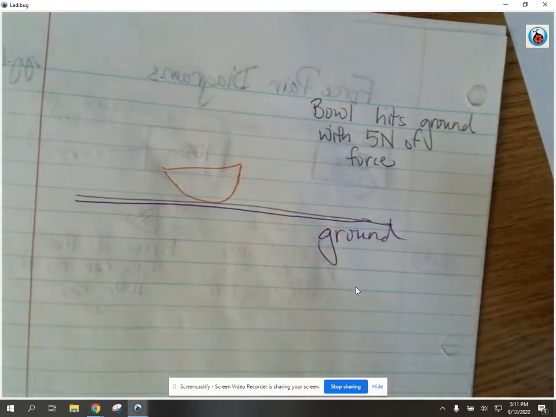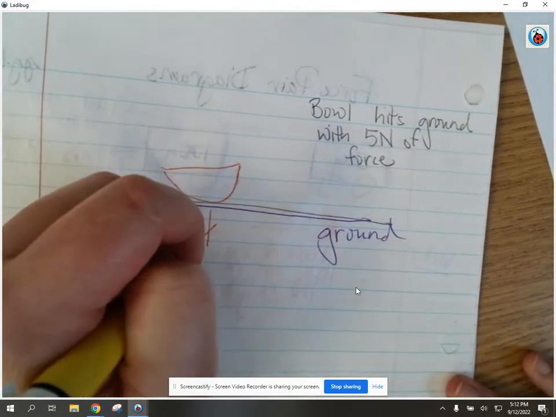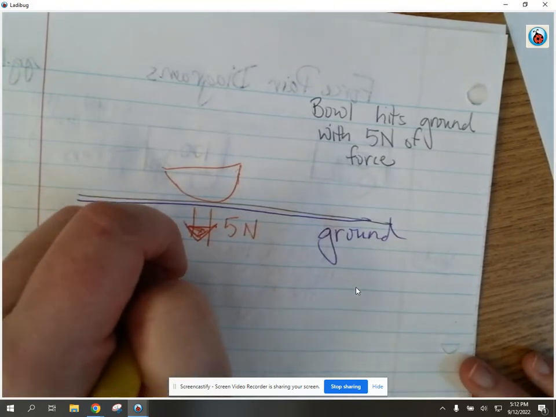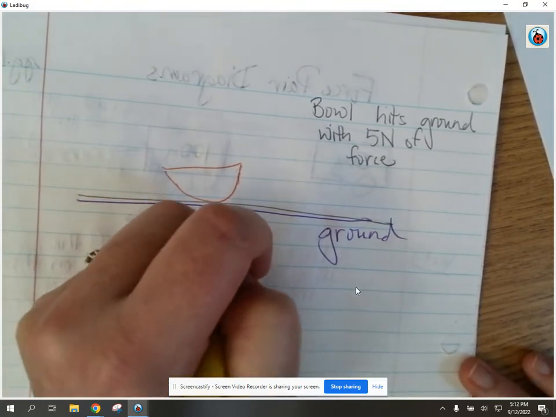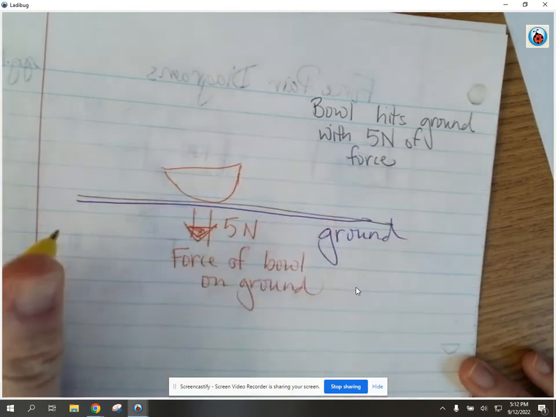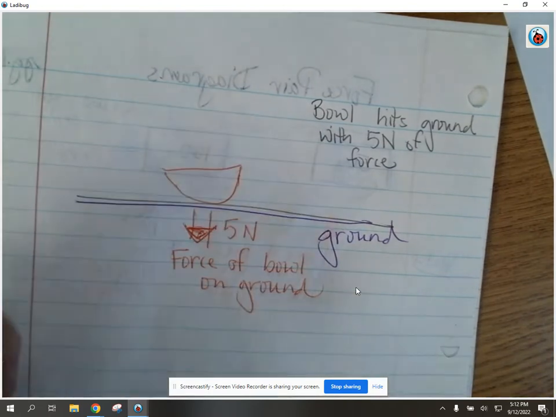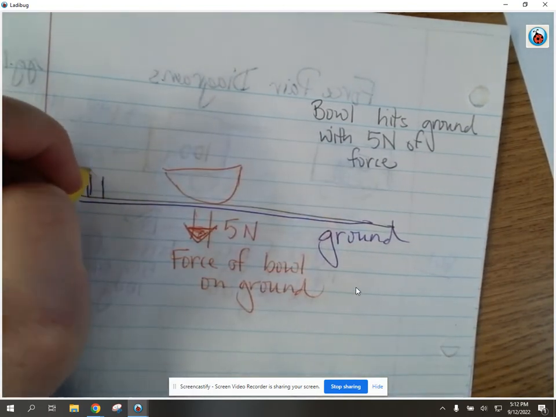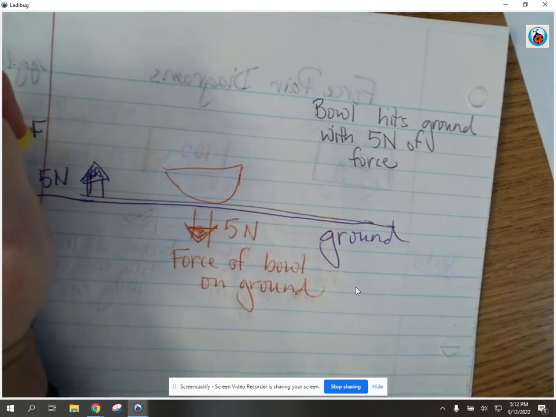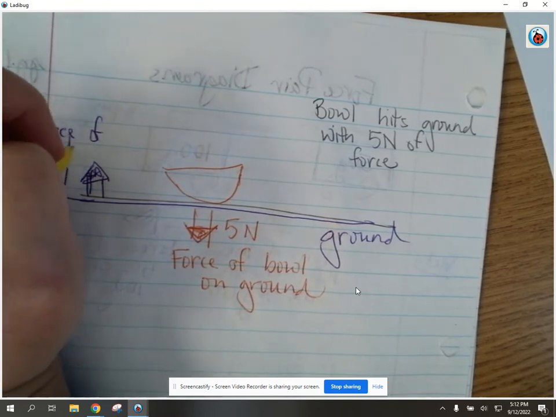So again, we always draw the arrow with the tail coming from the object. So this is going to be a shorter arrow, right? Because it's only 5 newtons. And this is the force of the bowl on ground. And so why doesn't the bowl just go right through the ground? Well, because the ground is applying a force back up. So it's also going to be a smaller arrow because it is also only 5 newtons. And that is the force of ground on bowl.